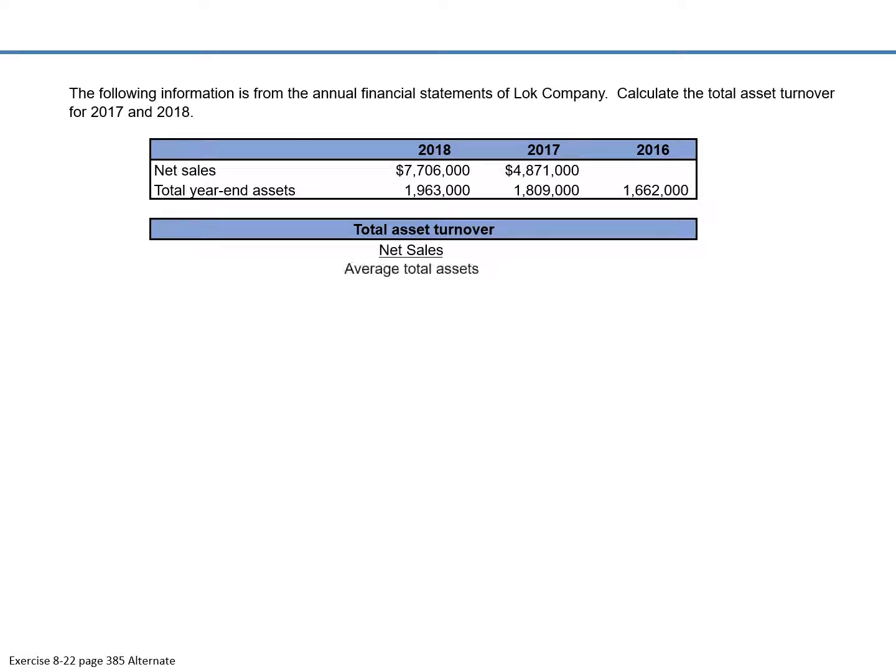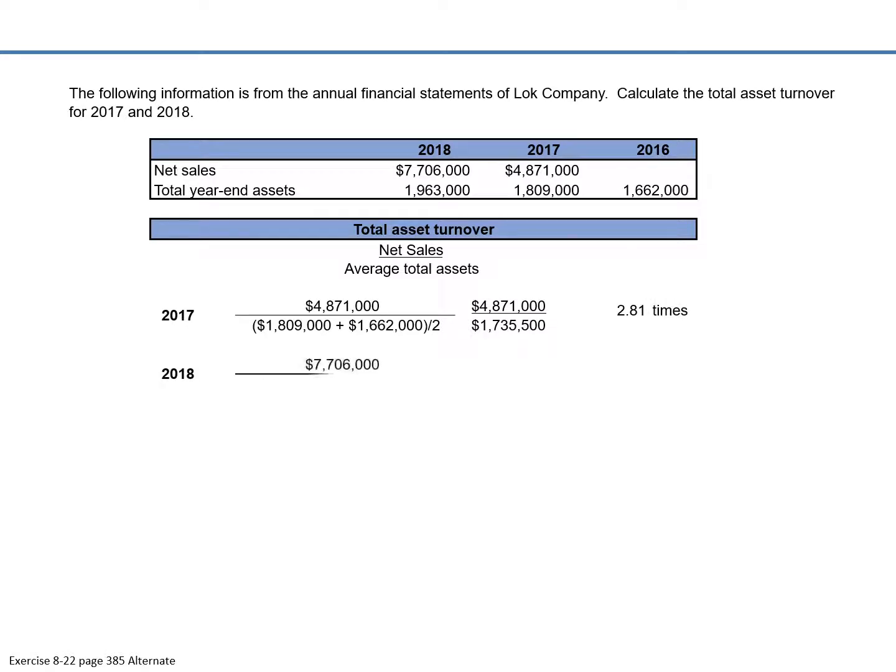All right, net sales divided by average total assets for 17, you should have come up with 2.81 times. And for 18, you should have come up with 4.09 times. Okay?